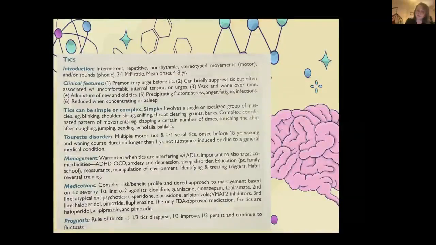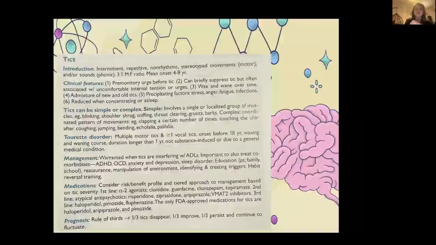Now, the tics can be of two types, either simple or complex. And the simple tics, they involve a single or localized group of muscles. So it can be just presenting as blinking, shoulder shrug, sniffing, throat clearing, grunting, barking. Complex, on the other hand, will be a pattern of movements. So they will clap a certain number of times.